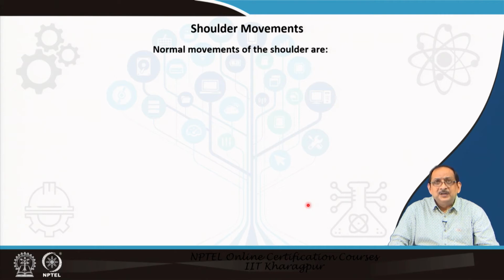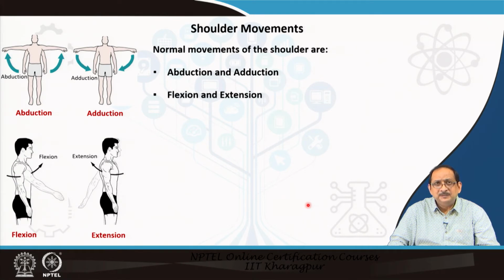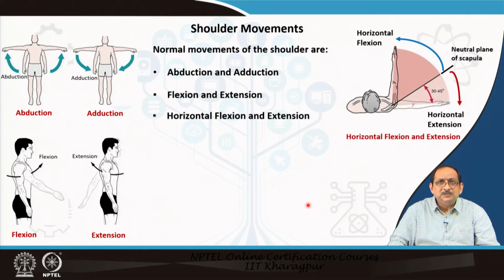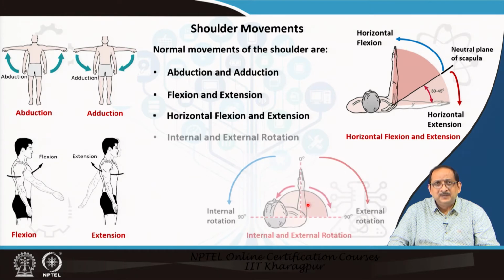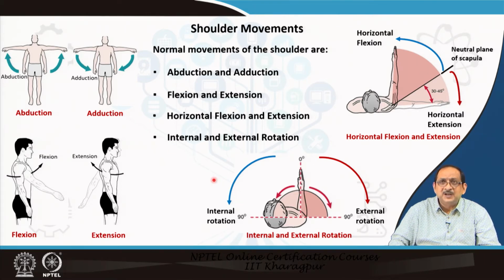Let us list now the normal movements of the scapula, which are abduction and adduction, opposite movements, flexion and extension, horizontal flexion and extension, internal and external rotation. These are very clearly shown in the figure, and we have discussed this earlier when we discussed the basic anatomy and movements of the shoulder.